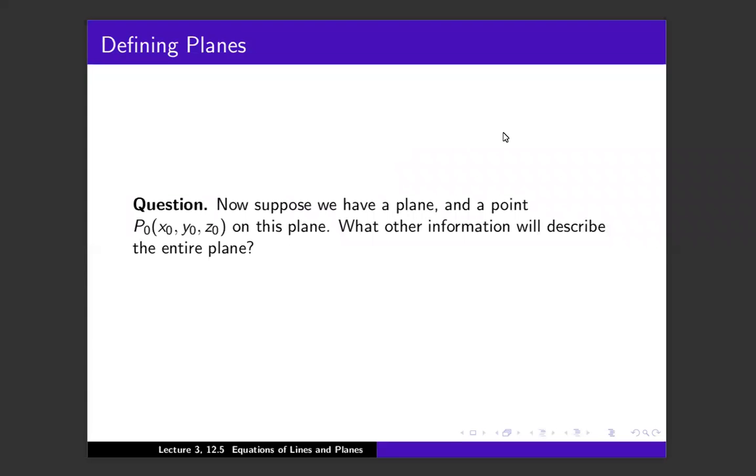Now suppose we've got a plane, and a point P naught, x naught, y naught, z naught, is living on this plane. So what other information describes the entirety of this plane? Well, let's think about that for a second. We've got a plane, a poorly drawn one at that, and you've got some point P naught, x naught, y naught, z naught, that's sitting on this plane. So my question is, what other information can help us figure out what the entirety of the rest of the plane looks like?